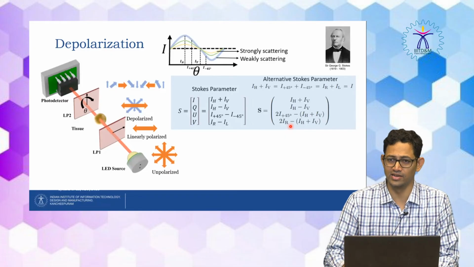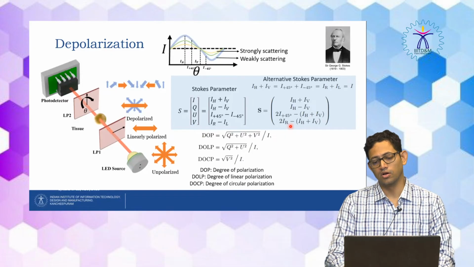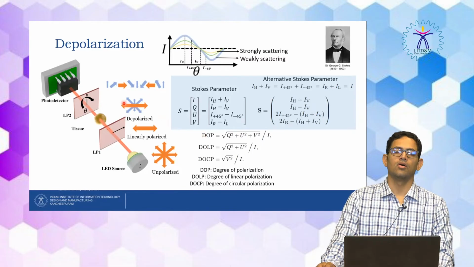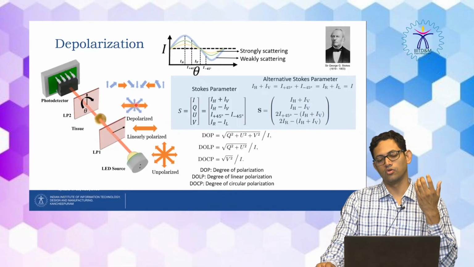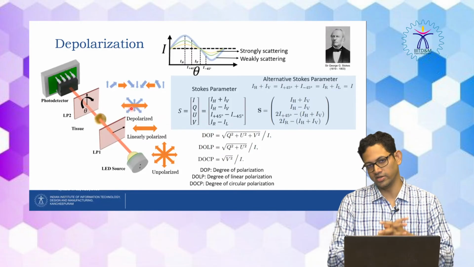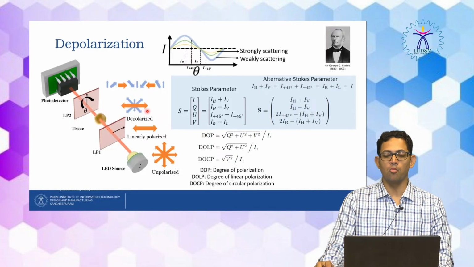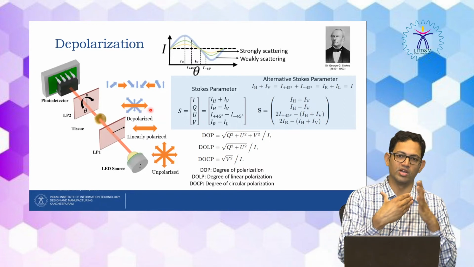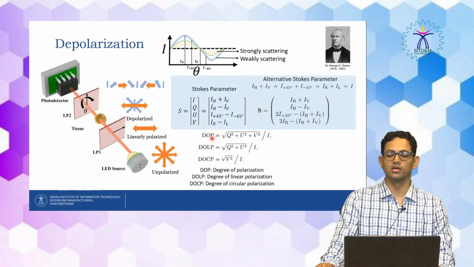We'll now tell in terms of Stokes parameters. Now, as I was saying, if we want to quantify how much is the loss in polarization, how much of the polarization is being retained by the electromagnetic wave is given by the term known as degree of polarization.